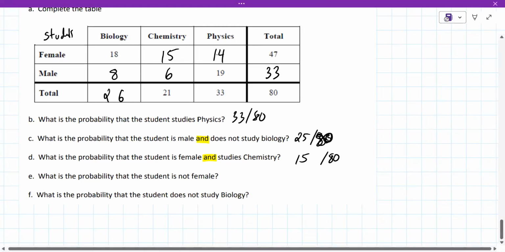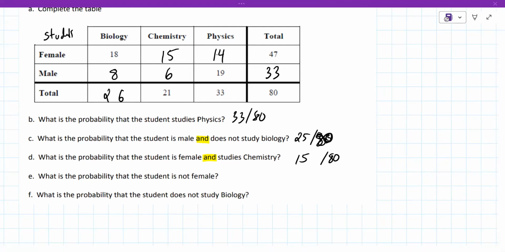Okay, we should try a different topic here. All right, shapes of distributions.